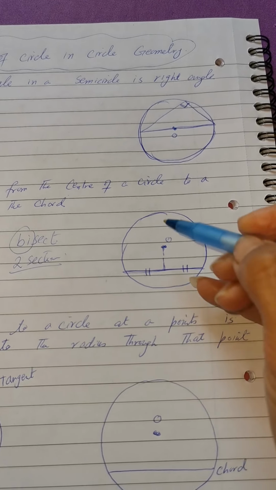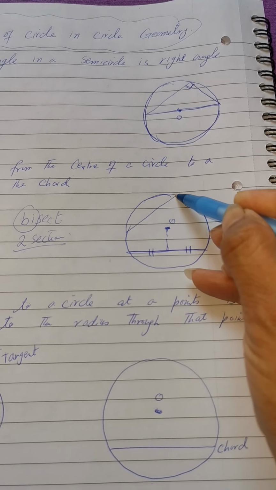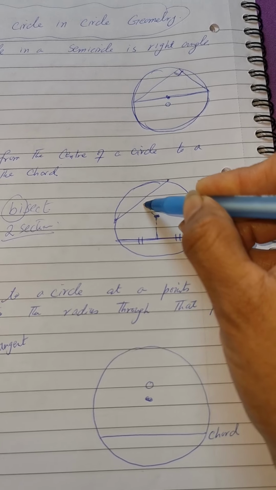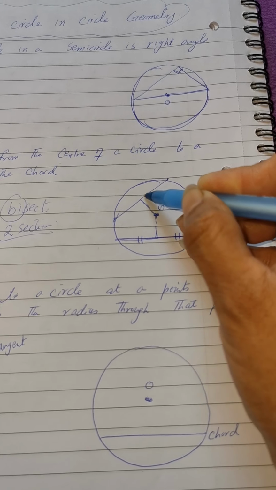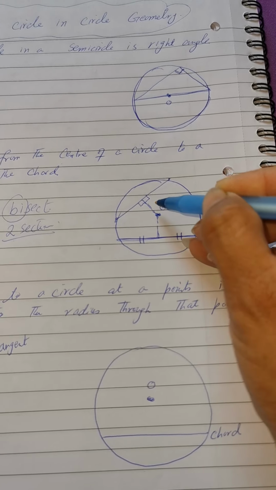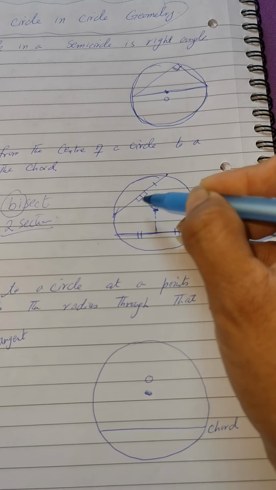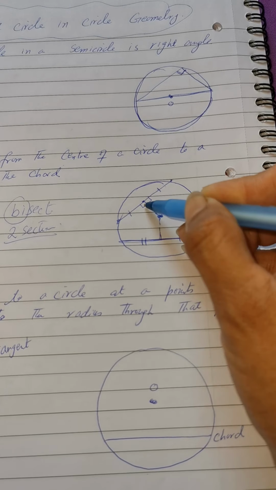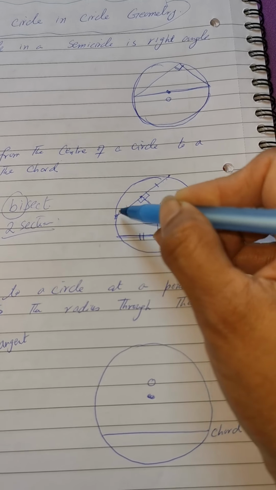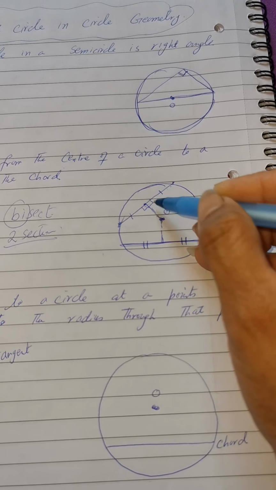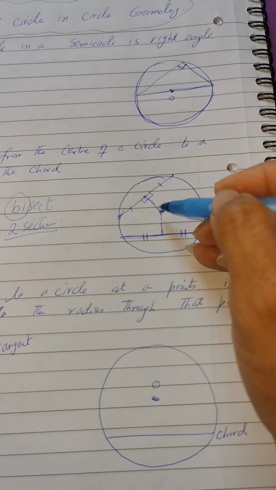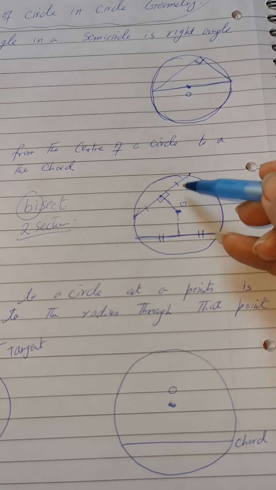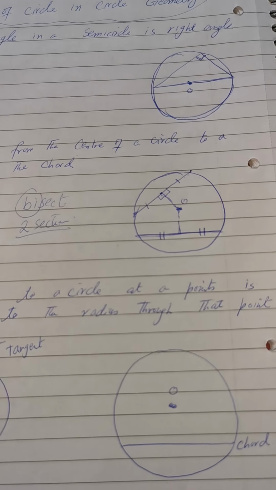Or you can see here, if I draw a chord here, and I draw a perpendicular from the center of the circle like that, then this is perpendicular and the chord will be divided into two equal parts. This length and this length both have the same length, right? So the chord is bisected into two equal parts, or you can say the chord is divided into two equal parts, or you can use the word bisect, right?